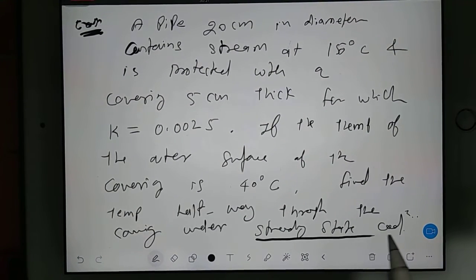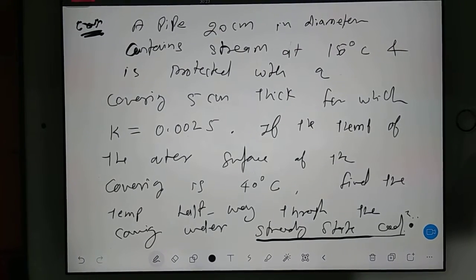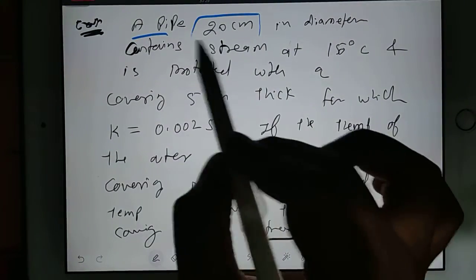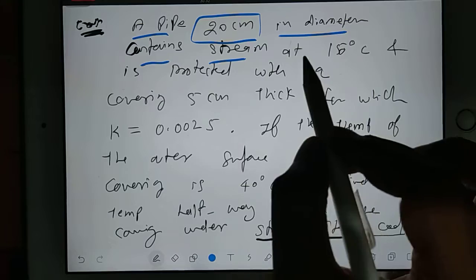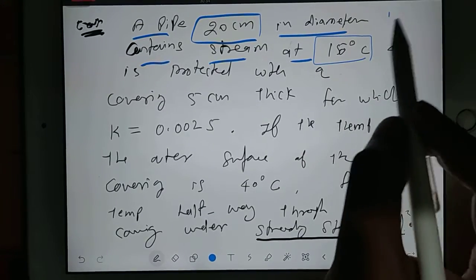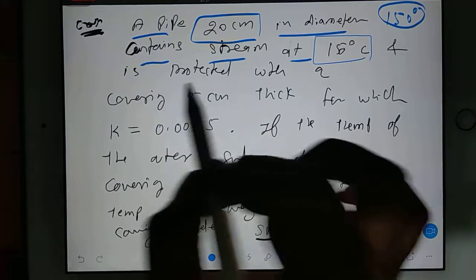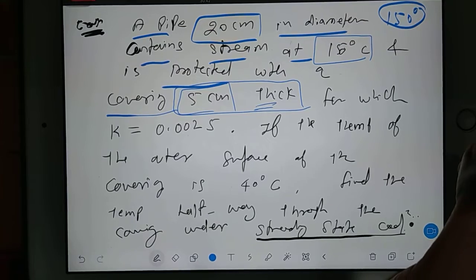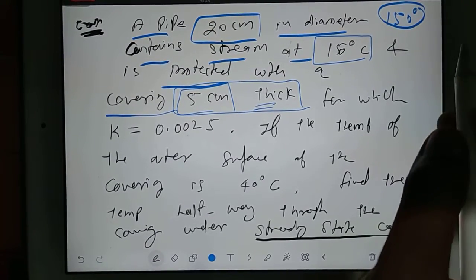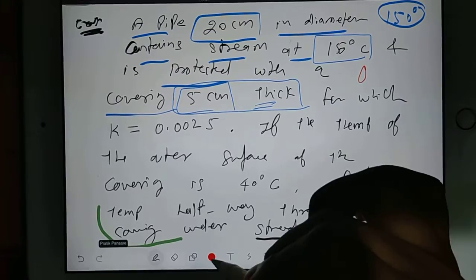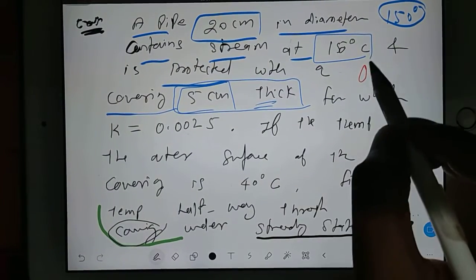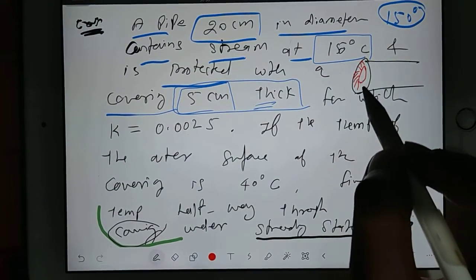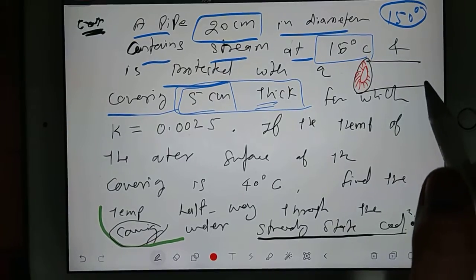What is steady state condition? We have already discussed it in thermodynamics, no need to discuss it again. First you cover the question, and I will explain it. A pipe of 20 centimeter diameter contains steam at 150 degrees Celsius and is protected with a covering 5 centimeter thick. So the covering has some thickness. We can draw a rough diagram: this is the pipe and over that we have some covering. The red shaded area will be the covering material.